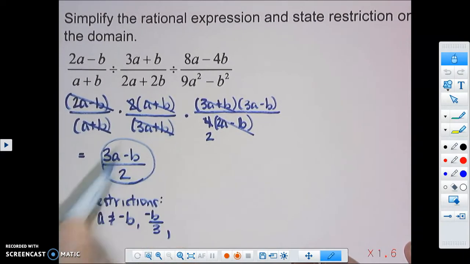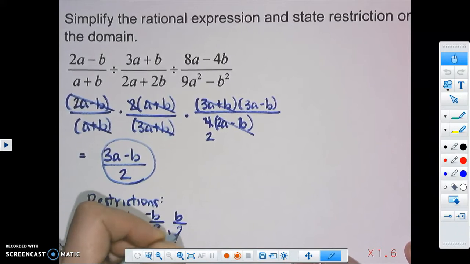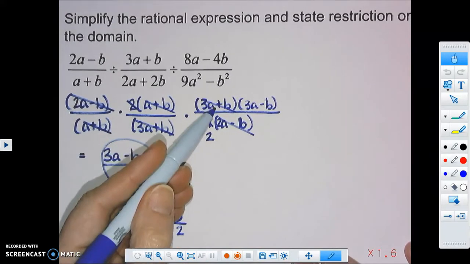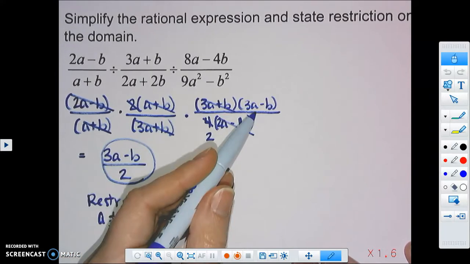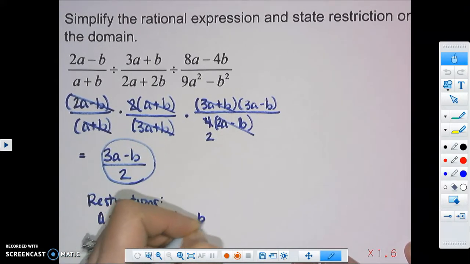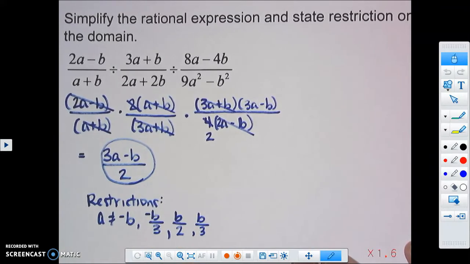Our denominator here would give us b divided by 2. We already have the negative b divided by 3 from over here, and this one would give us positive b divided by 3 for restrictions. You could combine these two together and make it be plus or minus b divided by 3 if you wanted, or you can leave it like this.